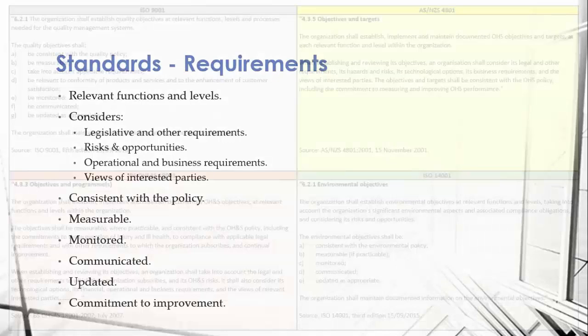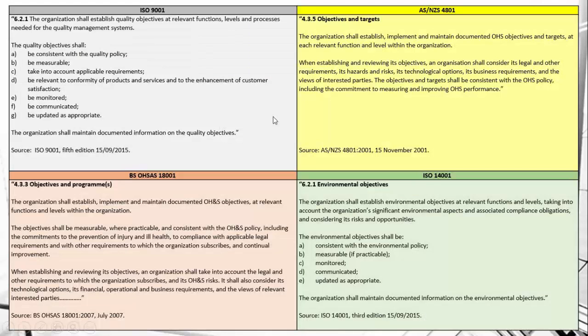So, just briefly, I don't want to go through those in detail, but really they're the requirements. The standards are all very similar. When 45001 is released, that'll also be very similar again. At the moment, 4801 sticks out there as being slightly different.